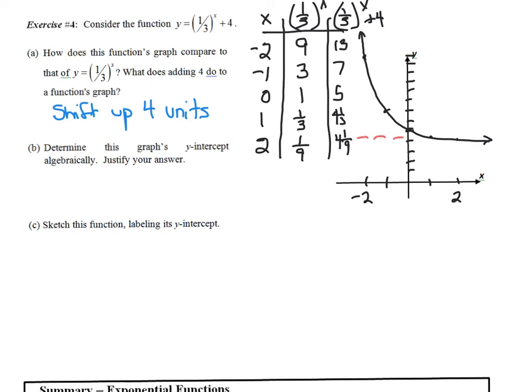So I'm actually going to draw in a dotted line here along 4 because my horizontal asymptote, my asymptote that happens to be a horizontal line, is y equals 4. So this one comes closer and closer to an answer of y equals 4, but it doesn't ever achieve that answer. Label your y-intercept. So that point is 0, 5.